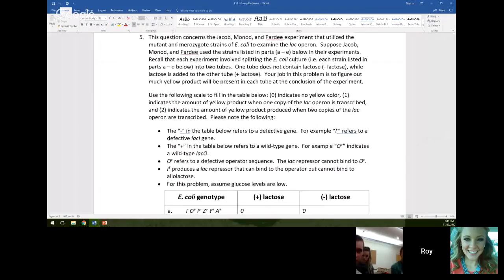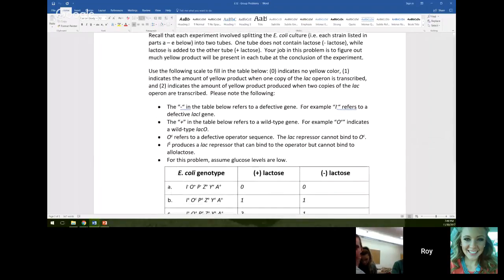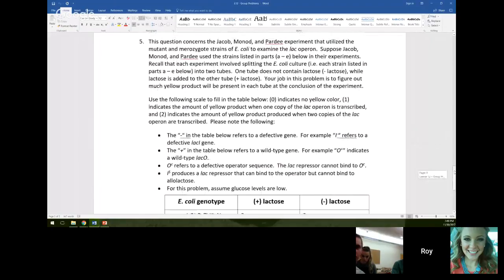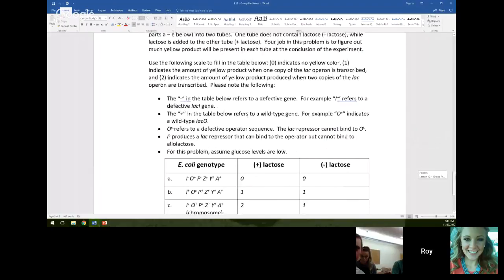Okay, then number 5 is basically just asking you to do a lot of the same stuff you do in number 4, but you're adding lactose or not in the test tube, and you have to tell how much yellow is made. 0 means no yellow, 1 is kind of like the middle amount of yellow. It indicates the amount of yellow product when 1 copy of the Lac operon is transcribed, and 2 is when the 2 copies of the Lac operon are transcribed, which makes the most yellow.